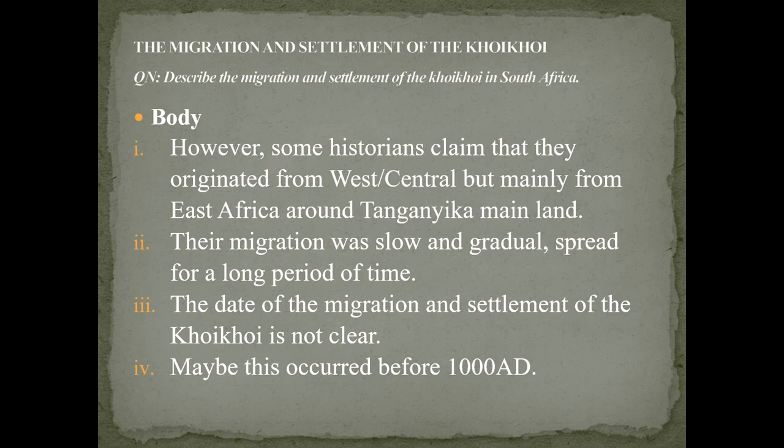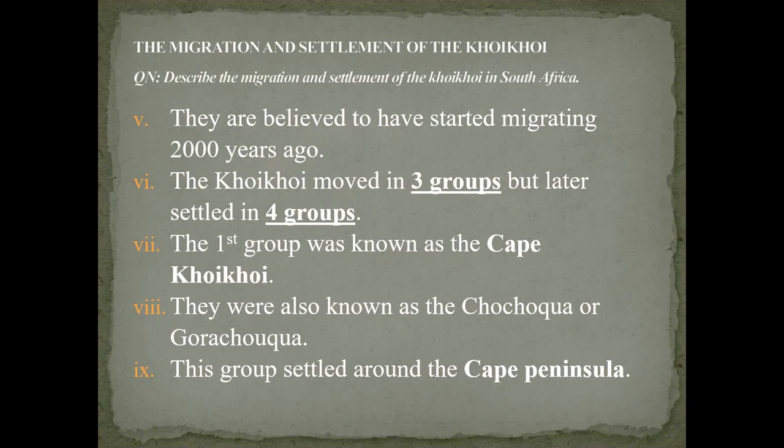Now in the body, we give the areas, answering what the question is calling for. In the introduction we said that the origin is not clear. But many historians agree, like we said in our first part, that these people might have come either from the east or the central part of Africa, and their migration was slow and gradual. Their migration, like that of the San, also occurred around 1000 AD, and they are believed to have started migrating around 2000 years ago. When they were migrating in South Africa, they divided themselves into 3 or 4 groups.